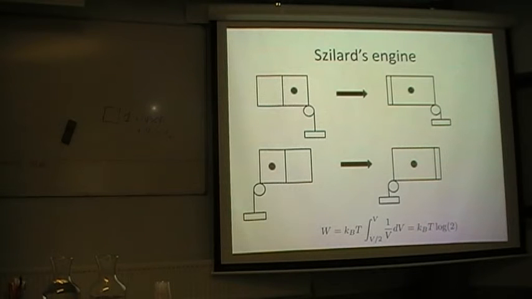The work you get is simply given by this equation from classical thermodynamics, which is kT log 2. And then Szilard basically used this example to try and exorcise Maxwell's demon, by saying that here you're kind of violating the second law of thermodynamics. You're using heat energy and converting it fully into work without effecting any other change in the universe.